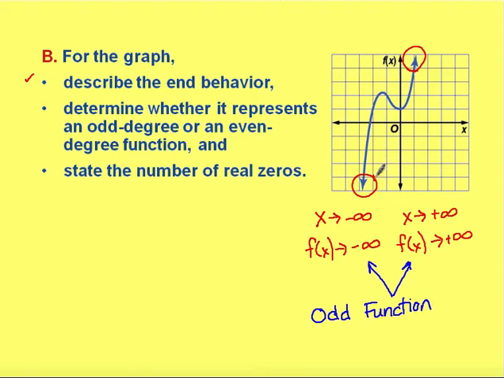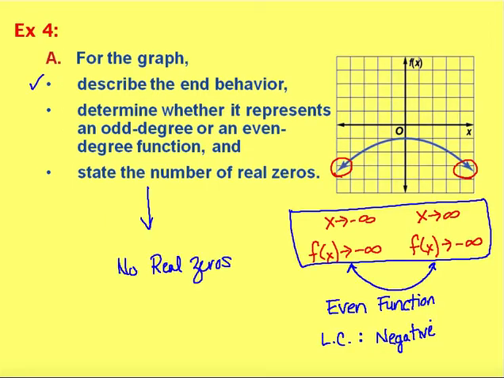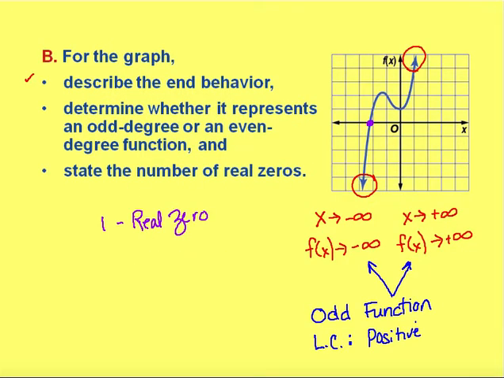Now, because it is constantly increasing and it starts low and ends high, that means that my leading coefficient is positive. If it were a decreasing function, then my leading coefficient would be negative. Now, if I look at this and I want to find how many real zeros, I need to see how many times it crosses the x-axis. And in this graph, it's only going to cross one time, so it's going to have one real zero. Now, that's looking at that function graphically.